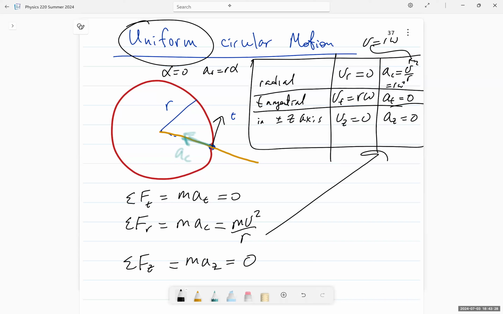So we can effectively ignore any tangential forces, any forces along the z-axis, and only concentrate on forces that are radial. That means, again, pointing toward the center or pointing away from the center, or they have a component away or toward the center.